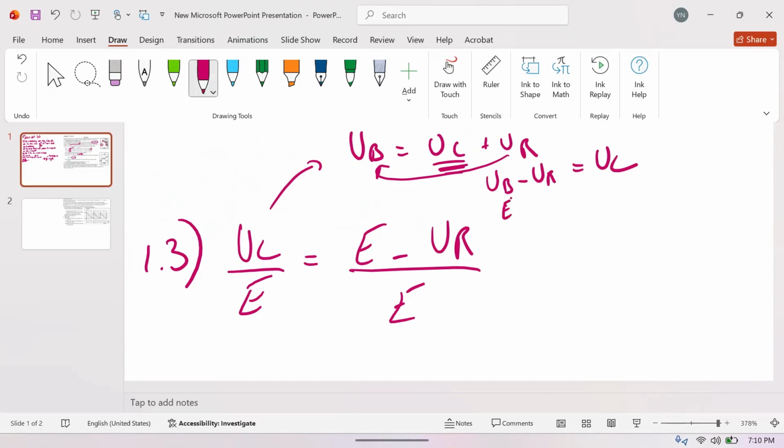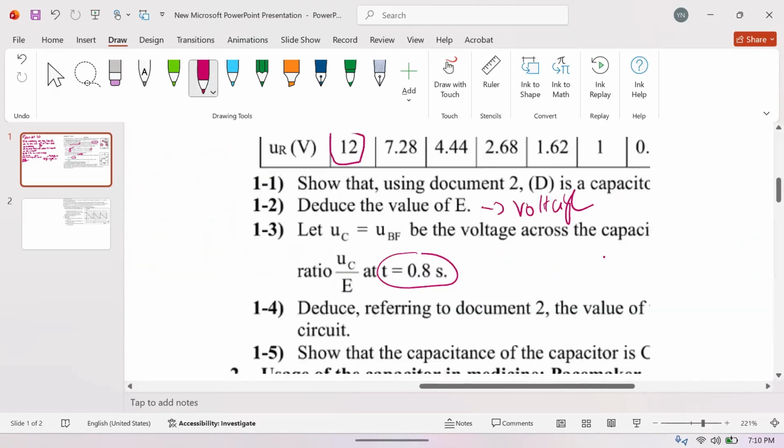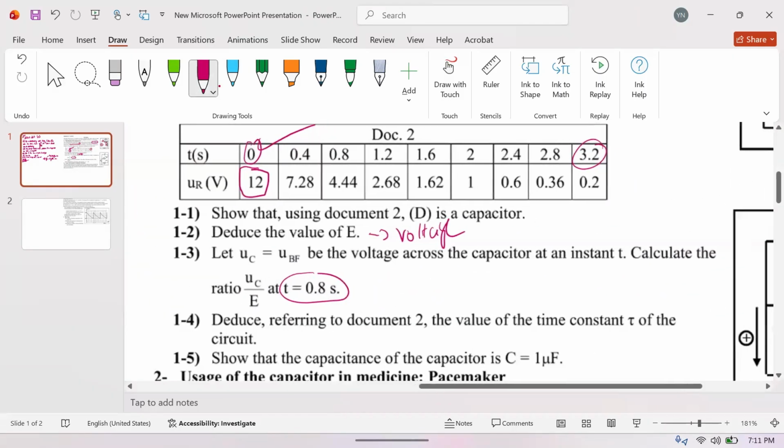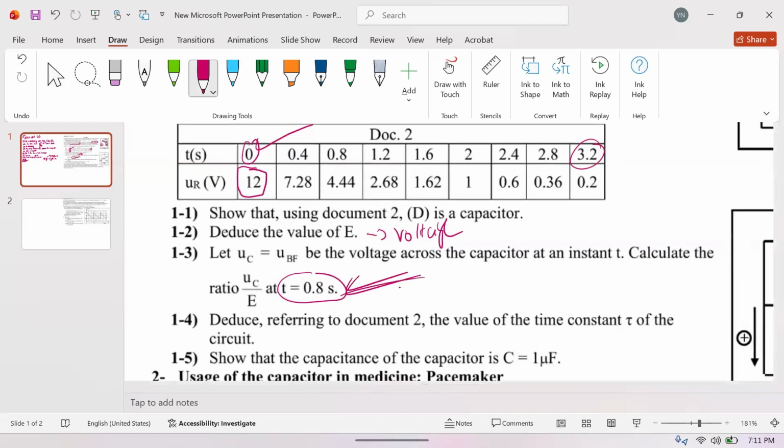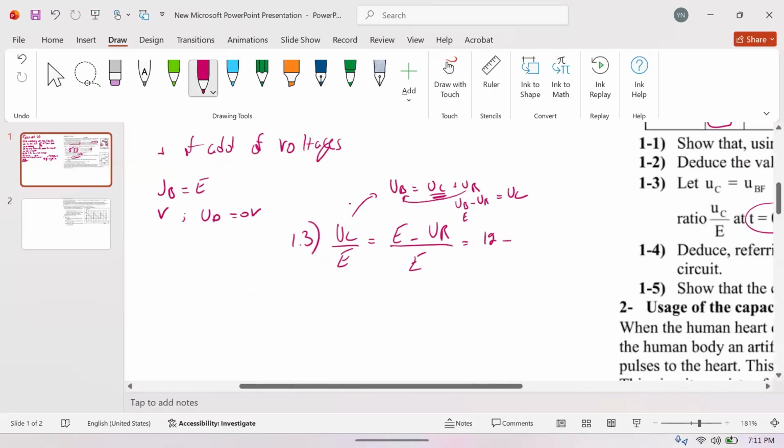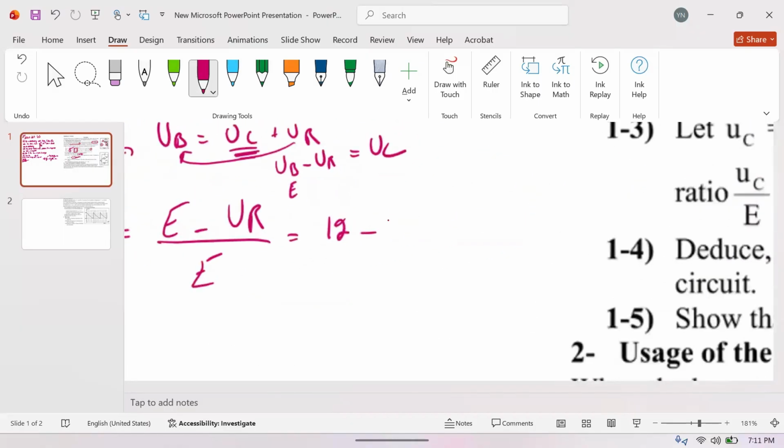And UB is simply E. So E minus UR. E we know, we just found it, it's 12. Minus UR, which UR am I supposed to choose? Not any UR, they specified the time. It's 0.8, so this UR is 4.44. So 12 minus 4.44 over 12. Let me just calculate that for a second. 12 minus 4.44 divided by 12, you will get 0.63.